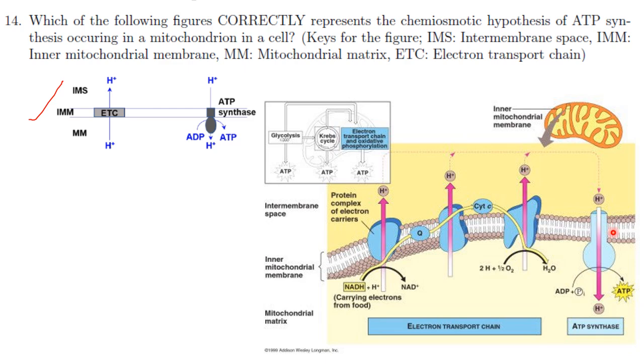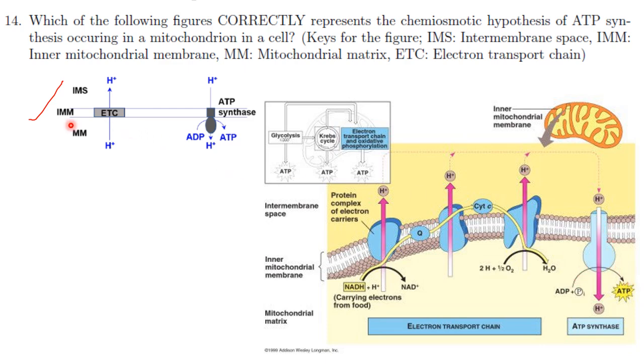This is the F0 subunit. This is the F1 subunit. And the H positive ions enter from the intermembrane space to the F0. Then it will move to the F1 and it will be transported to the mitochondrial matrix. This movement of protons is coupled to the formation of ATP from ADP and Pi by the F1 unit, not the F0. So from the F1 unit.